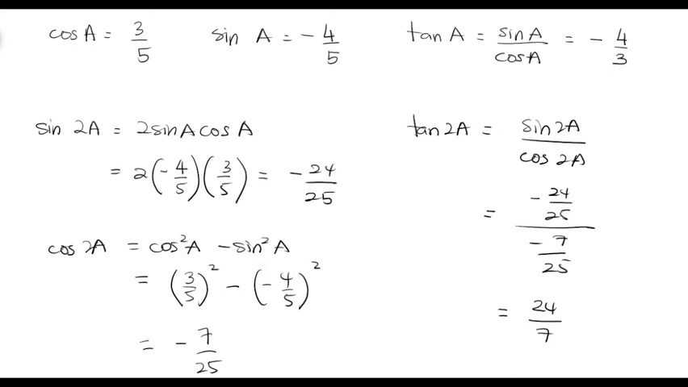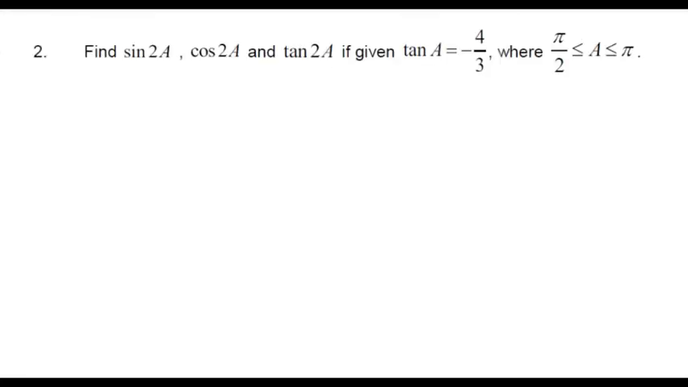So we solve the problem. Now look at exercise 2. Pause this video and try to do it yourself before looking at the answer. For this exercise, we want to find the double angle for sine, cos and tangent. The information given is that tangent A is equal to negative 4 over 3, and the range for A is from pi over 2 to pi.